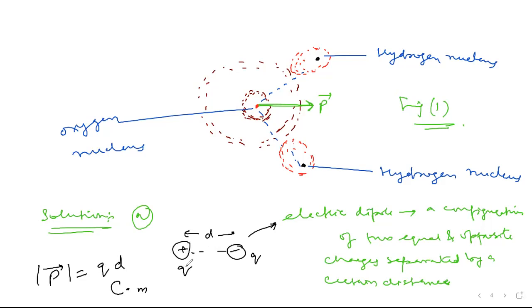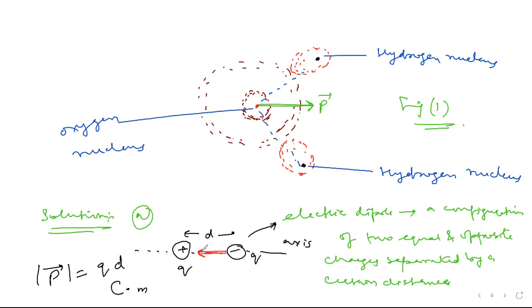The direction of this vector is along the axis of the dipole. This is the axis of this dipole. So this vector P points along the axis of the dipole, pointing from negative to positive charge.